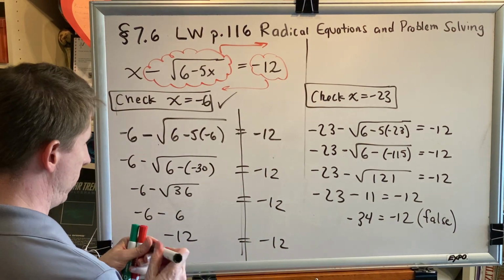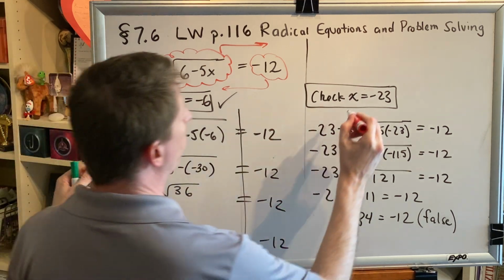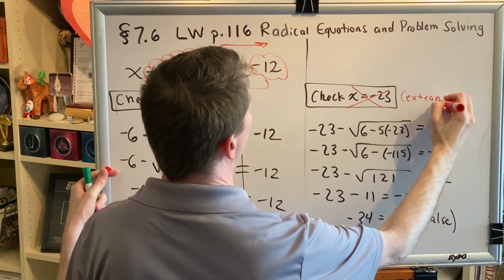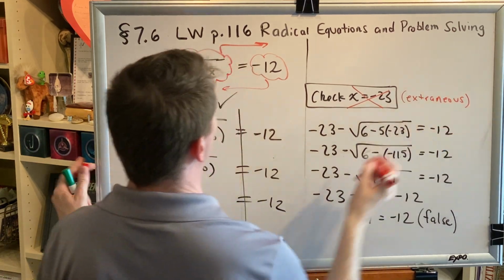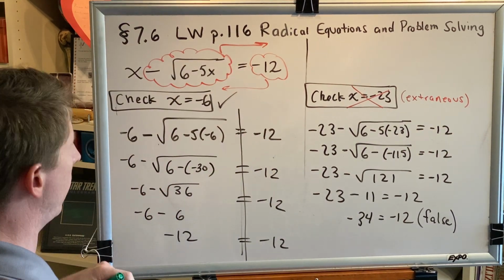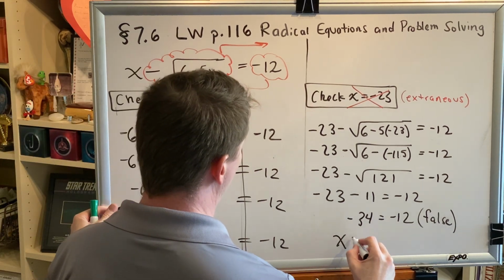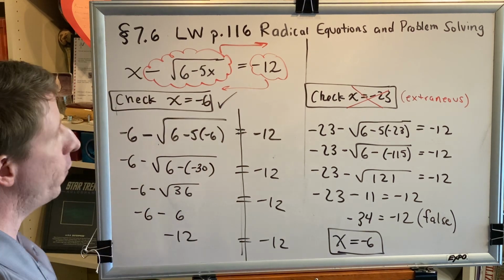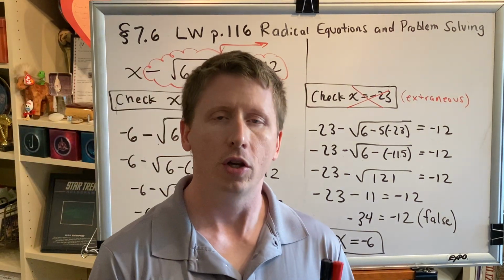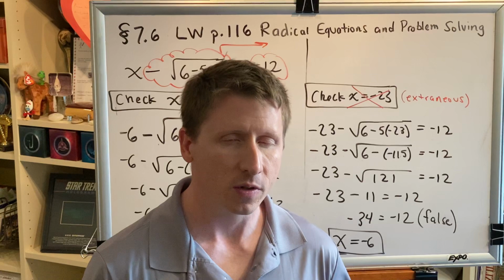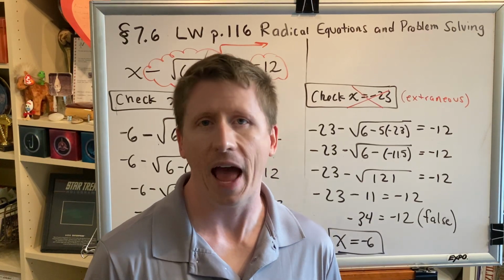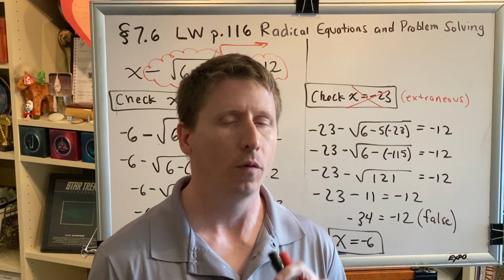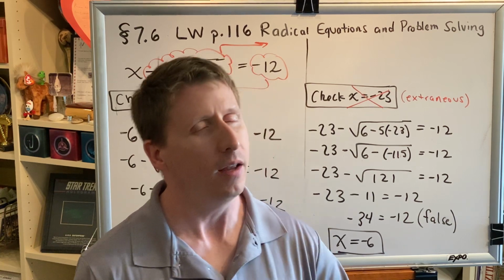Therefore, that tells us that x equals negative 23 is not a solution. It is extraneous. So our final answer for this problem is x equals negative 6. It is the only solution. If you forget to check your work, you will sometimes present a solution that is not actually an answer because it is extraneous. So remember to check your work for every single possible solution every single time.